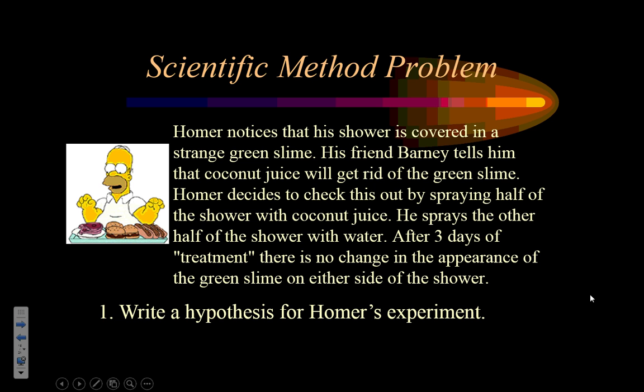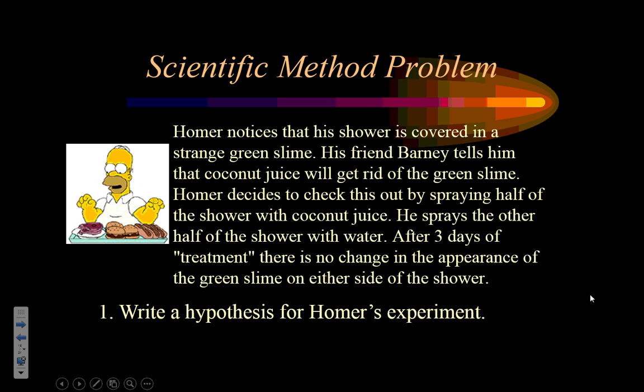Homer notices that his shower is covered in a strange green slime. His friend Barney tells him that coconut juice will get rid of the green slime. Homer decides to check this out by spraying half of the shower with coconut juice. He sprays the other half of the shower with water. After 3 days of these treatments, there is no change in the appearance of the green slime on either side of the shower. So first, Homer set up an experimental situation.